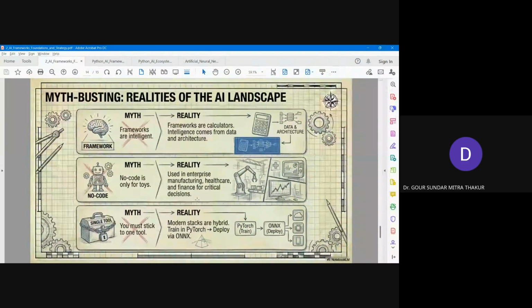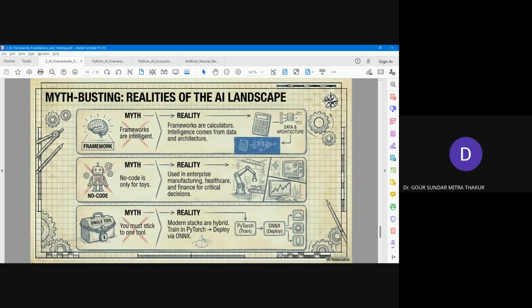Now, some myths regarding these frameworks need to be removed before we proceed. One is that frameworks are intelligent. No, it's not the framework. It is the algorithm which is intelligent. It may be TensorFlow, it may be PyTorch or whatever it is. Frameworks are nothing but calculators. Intelligence comes from the data and the architecture. So it should be very much clear.